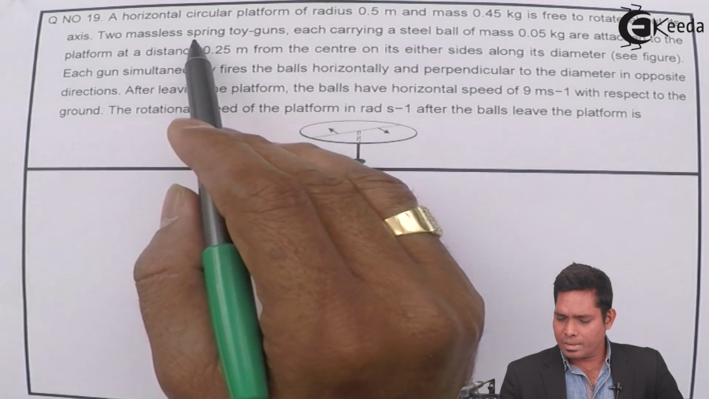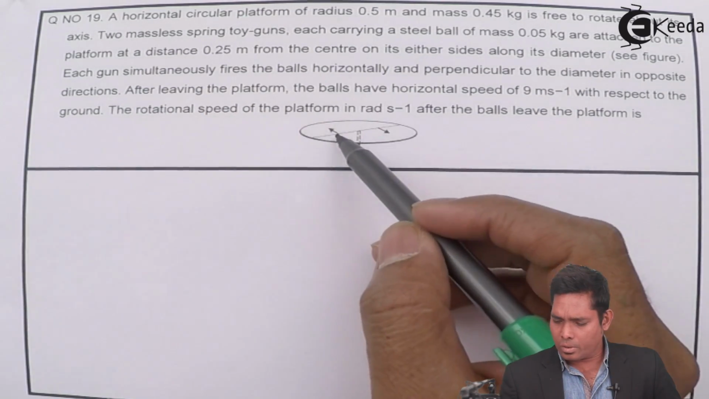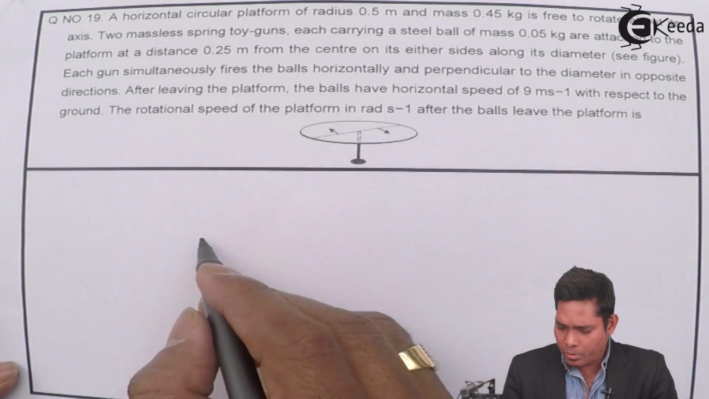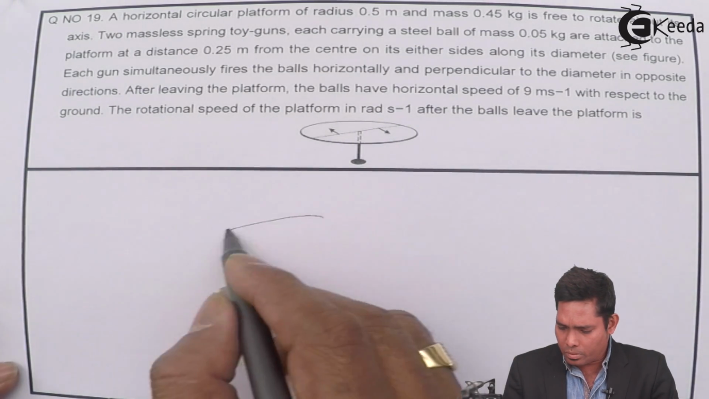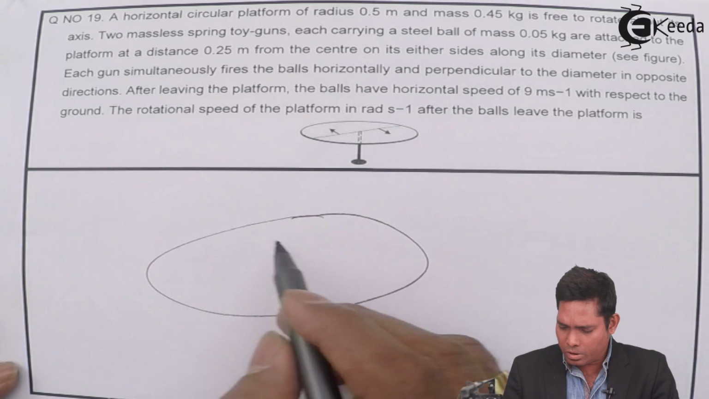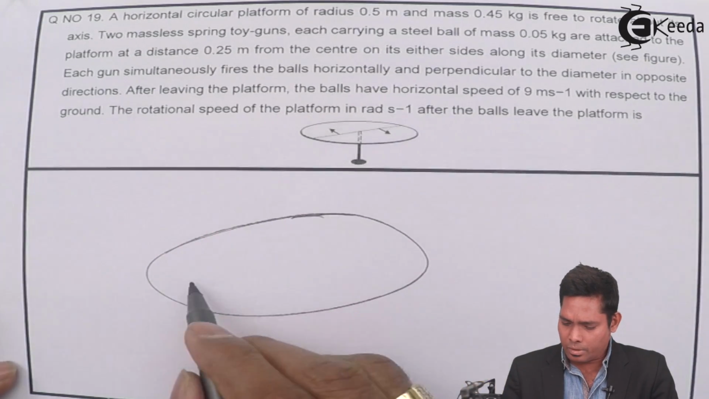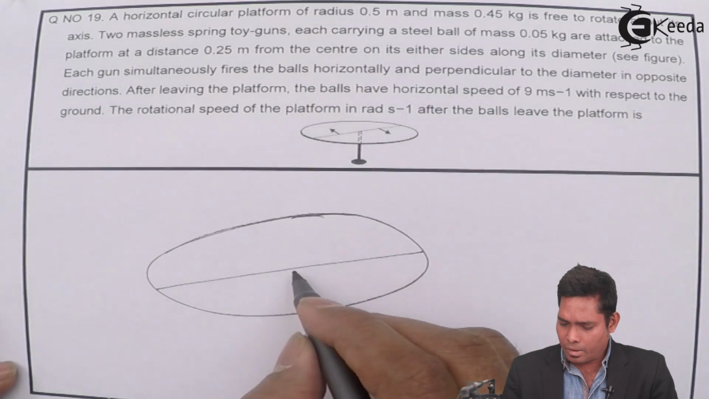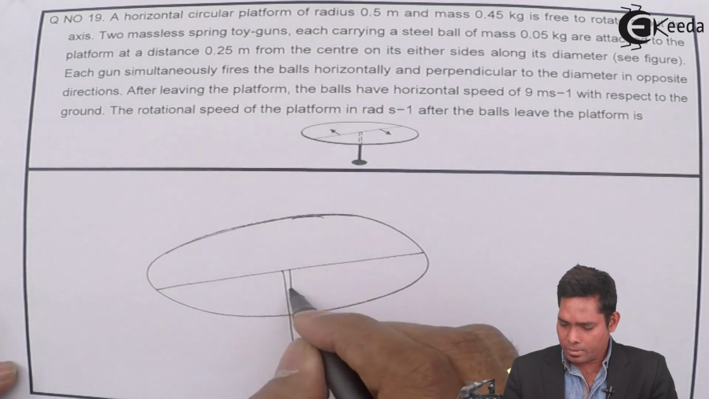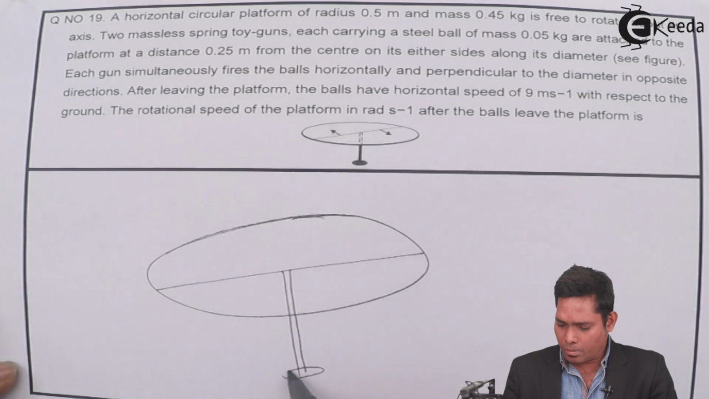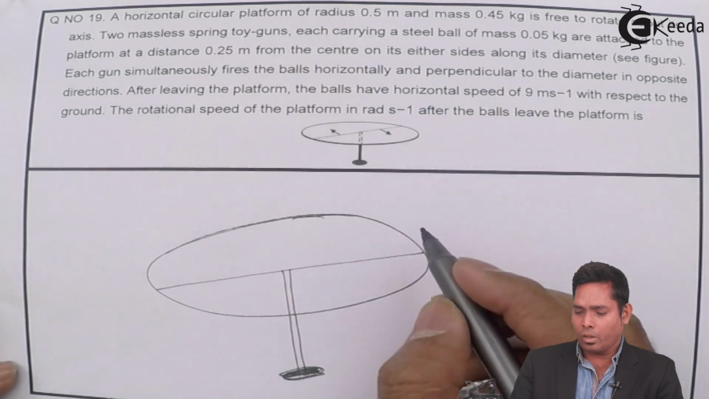Two massless spring toy guns. So let me draw a diagram for you. This is the circular disc, this is the diameter, and this is the vertical axis about which it is rotating or about to rotate.